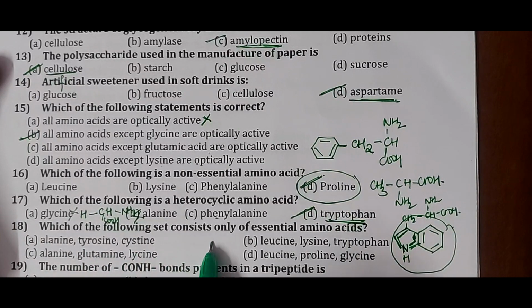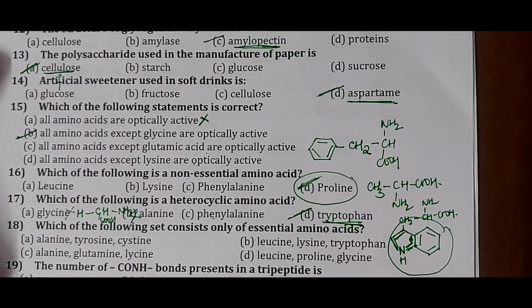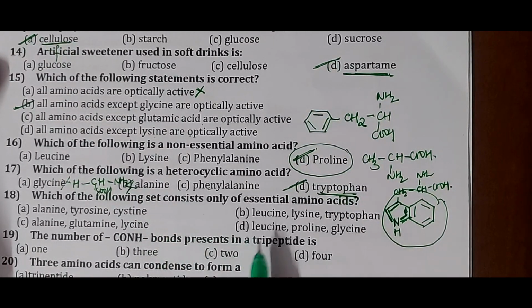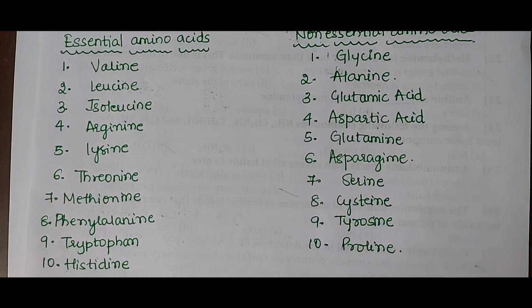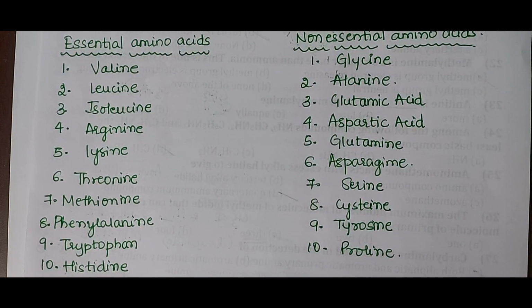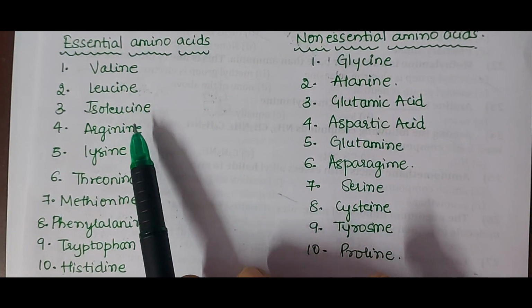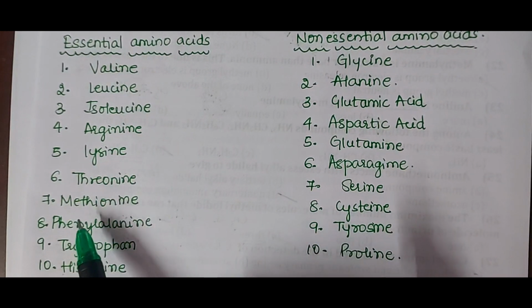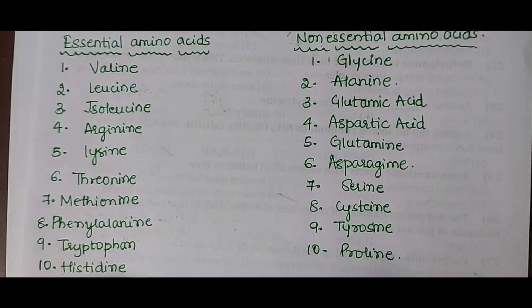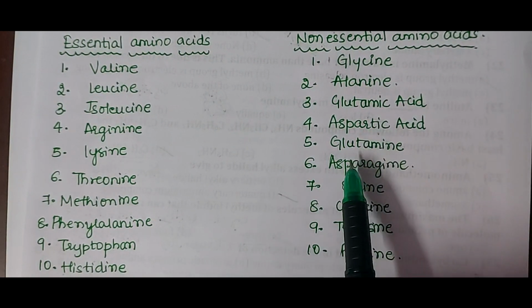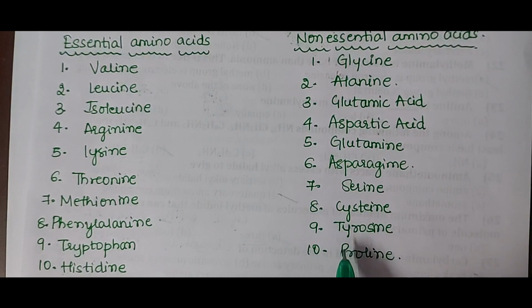Which of the following sets consists of essential amino acids? We'll see the 10 essential and 10 non-essential amino acids and then decide. You should remember that valine, leucine, isoleucine, arginine, lysine, threonine, methionine, phenylalanine, tryptophan, histidine are essential amino acids. Glycine, alanine, glutamic acid, aspartic acid, glutamine, asparagine, serine, cysteine, tyrosine and proline are non-essential amino acids. Based on this, we will answer the question.